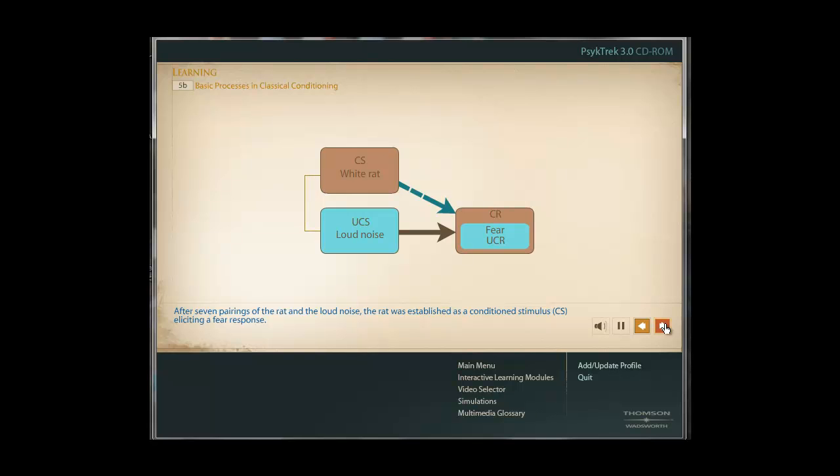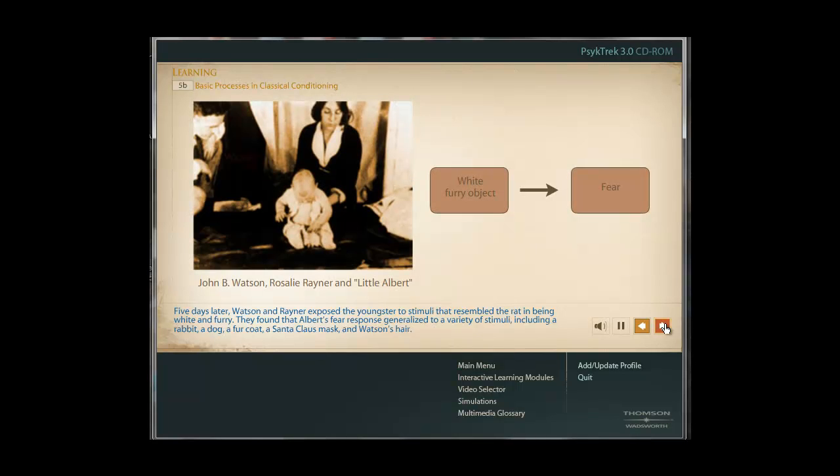After 7 pairings of the rat and the loud noise, the rat was established as a conditioned stimulus eliciting a fear response. 5 days later, Watson and Rayner exposed the youngster to stimuli that resembled the rat in being white and furry. They found that Albert's fear response generalized to a variety of stimuli, including a rabbit, a dog, a fur coat, a Santa Claus mask, and Watson's hair.